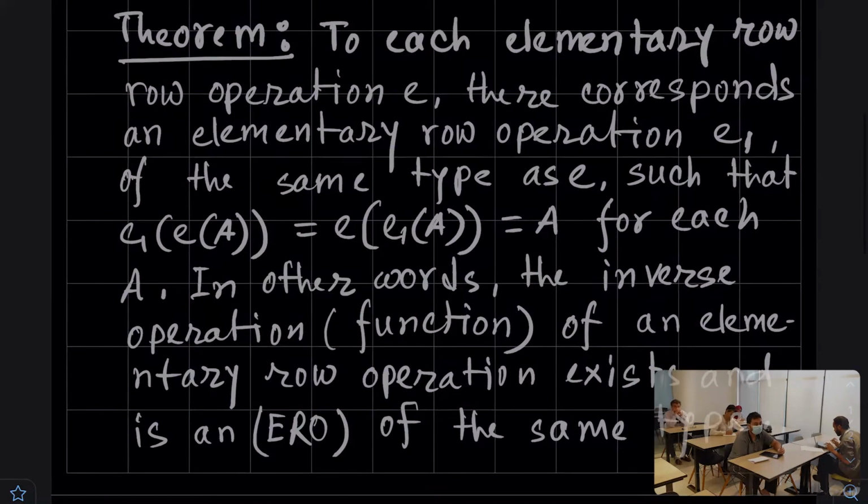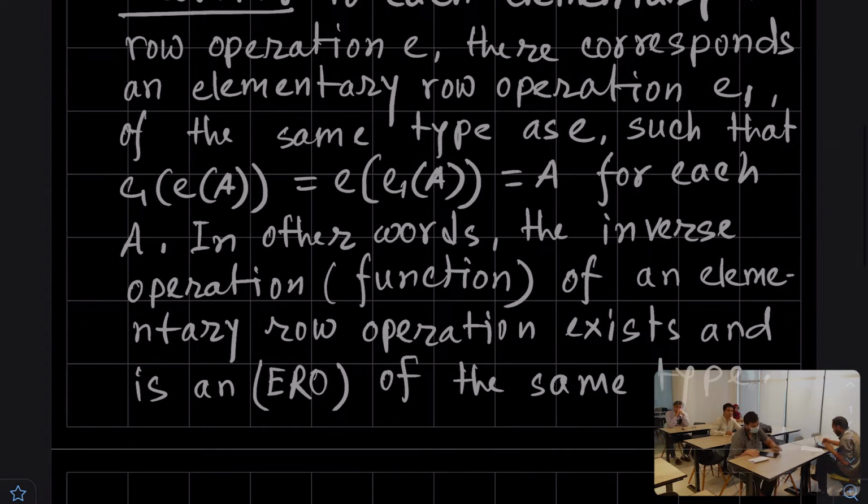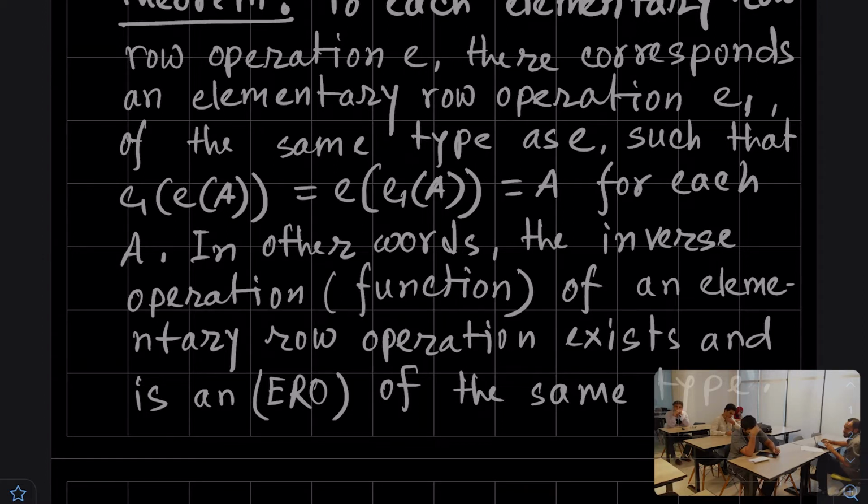So this is the theorem. As you can see, this theorem states that for every elementary row operation E, there corresponds another elementary row operation E1 that is actually the inverse of E, and E1 is of the same type as E. Okay, so I'm going to prove this for the second elementary row operation. There are three elementary row operations, and you can complete the proof for the other two.